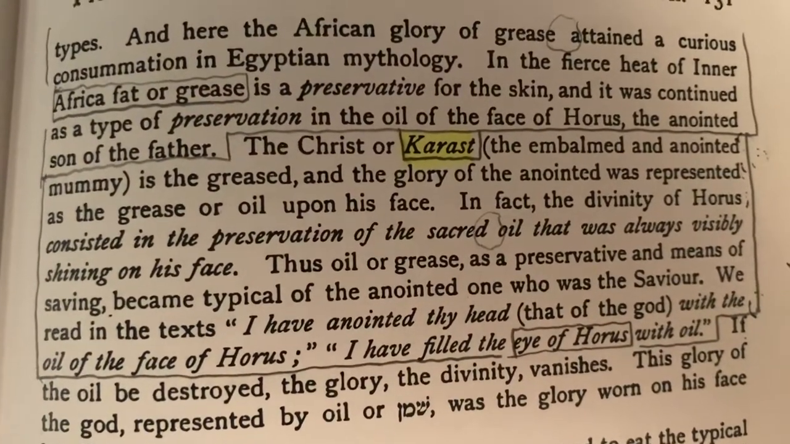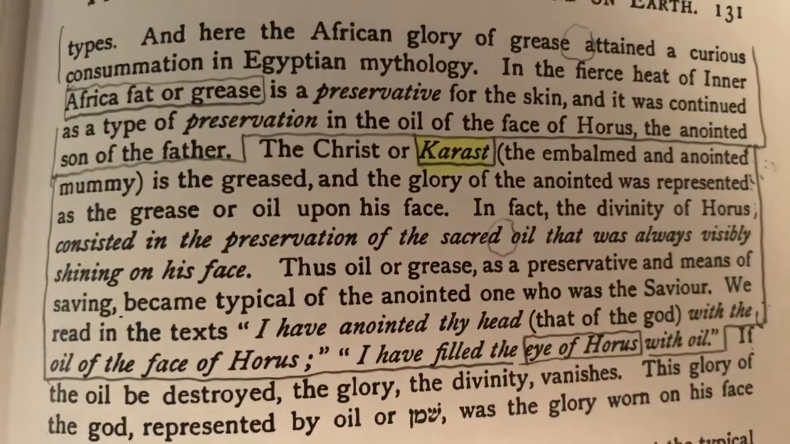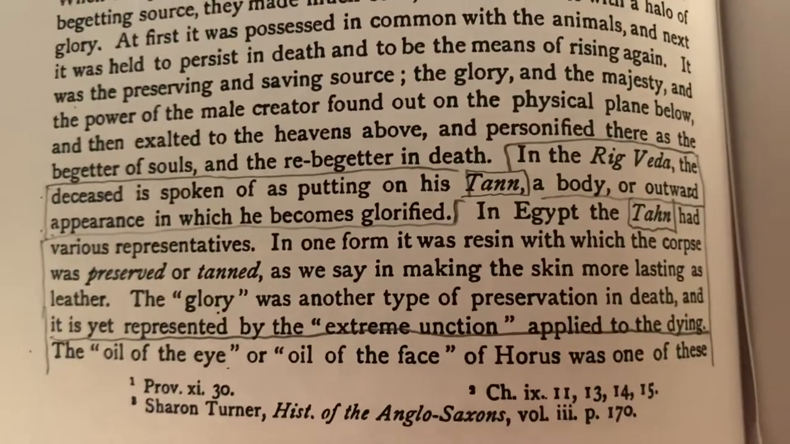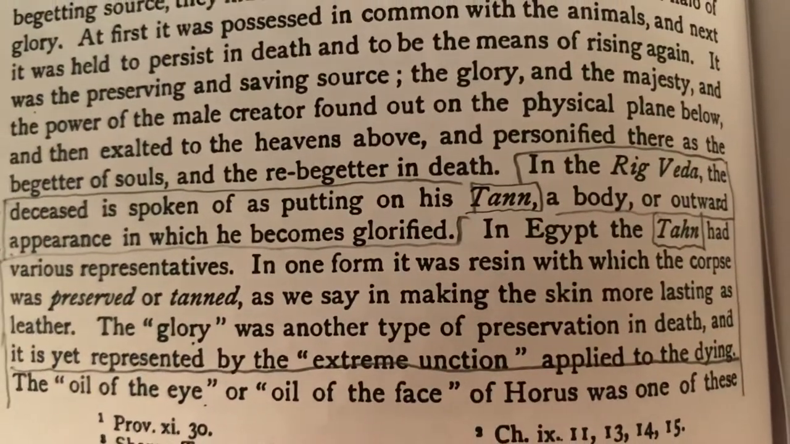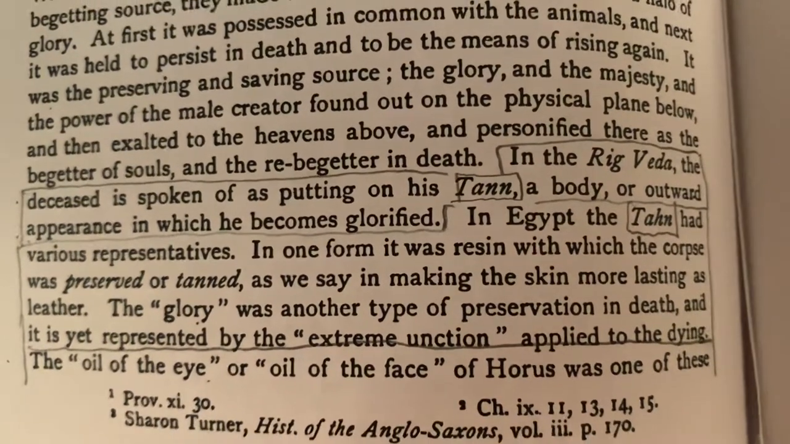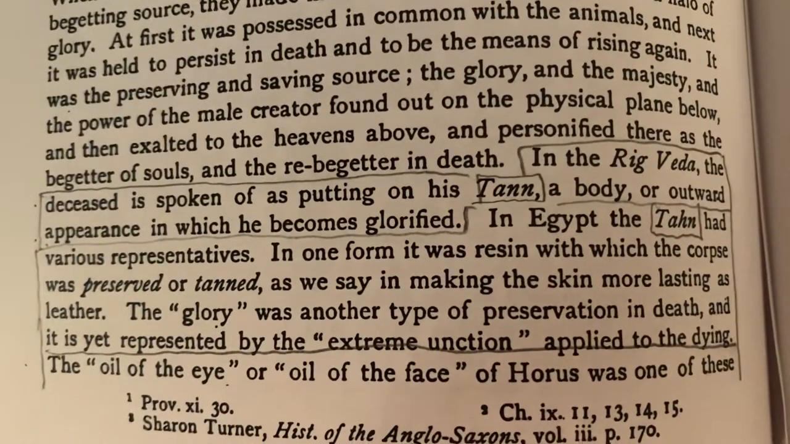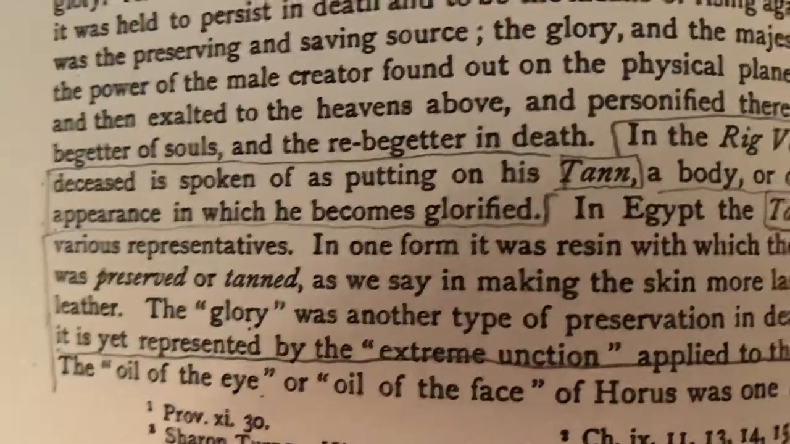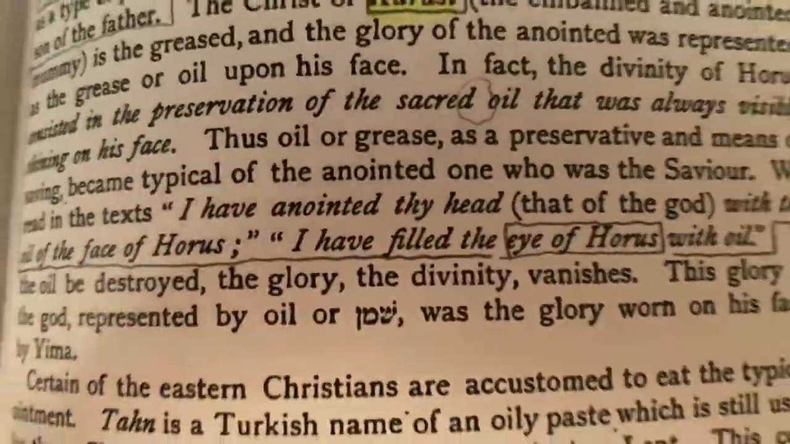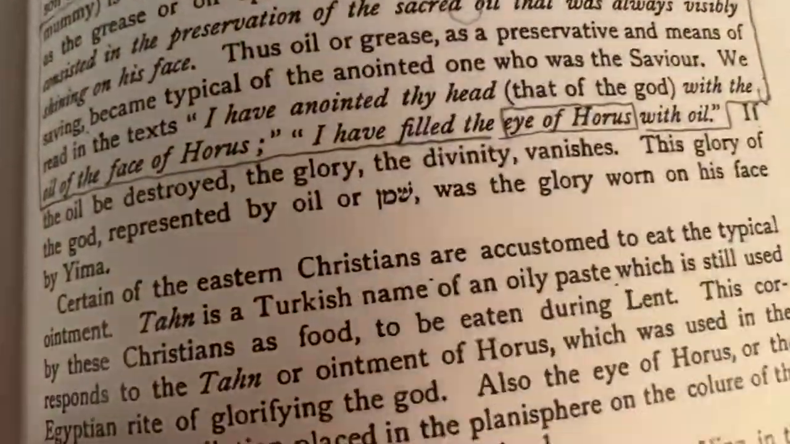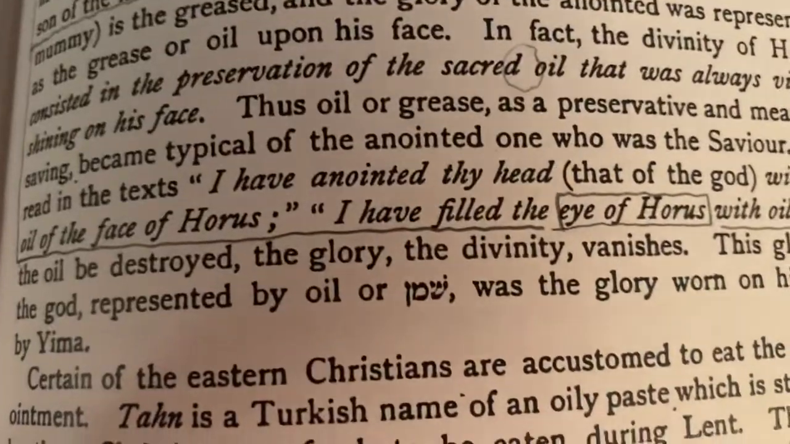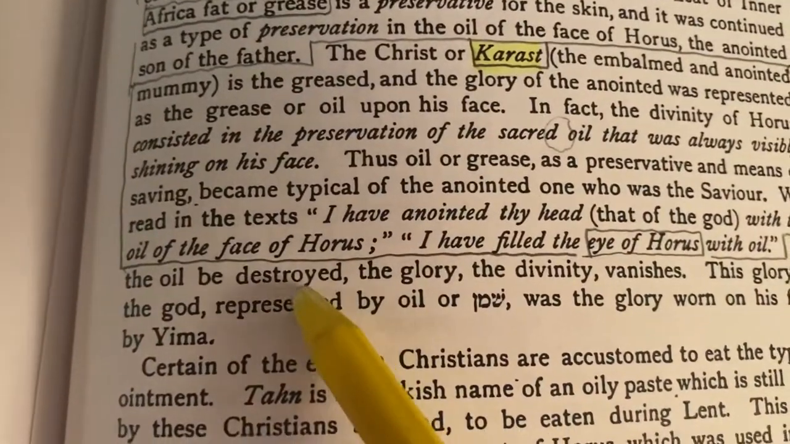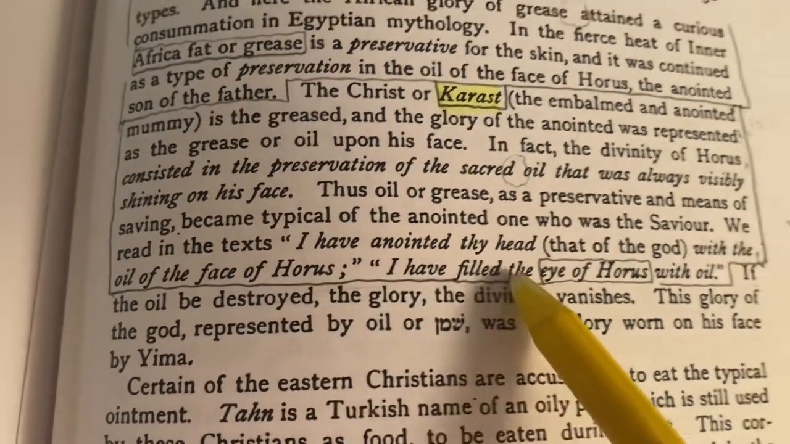And he says Christ or krst is related to an older tradition that relates to the word tann, as it's called in the Rig Veda, or tahn, as it's called in Egypt, when the skin is tanned with oil or grease. And he cites one inscription from hieroglyphs: I have anointed the head, that of the god, with the oil of the face of Horus, I have filled the eye of Horus with oil.